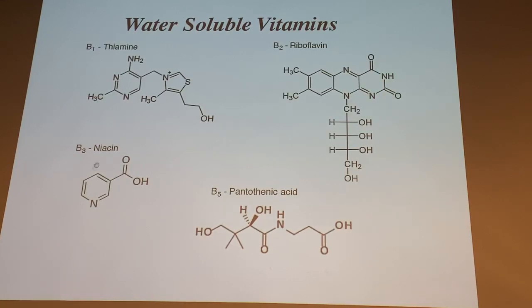nicotinamide, we'll see that in NAD, NADH, cofactor for a number of things. Thiamine and riboflavin. We've got a cyclic thing here. And then a sugar. Here's a ribose sugar on there. Sugar has all these OH groups. And then pantothenic acid, carboxylic acid, and amide, and 2 alcohols. So I think you can see hydrogen bonding all over the place with water, right? Freely soluble in water at all concentrations.